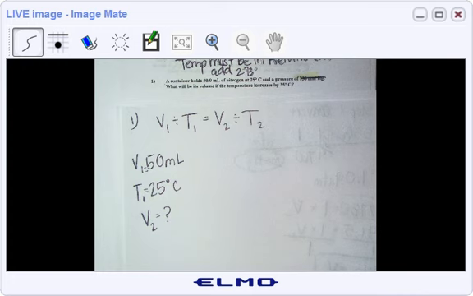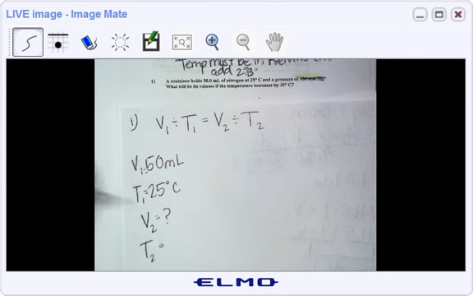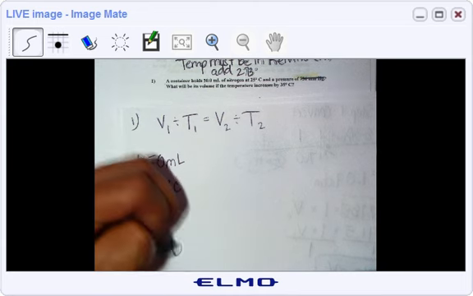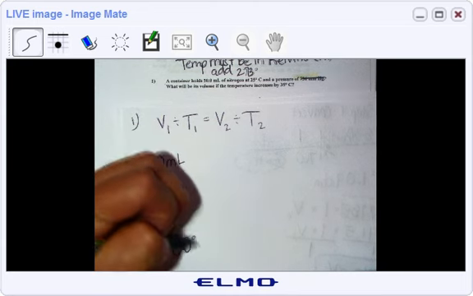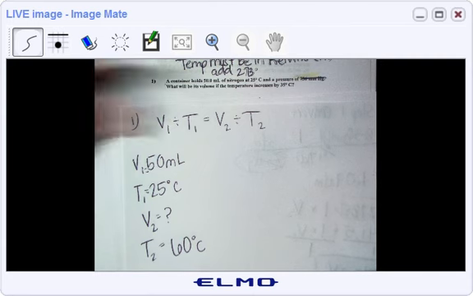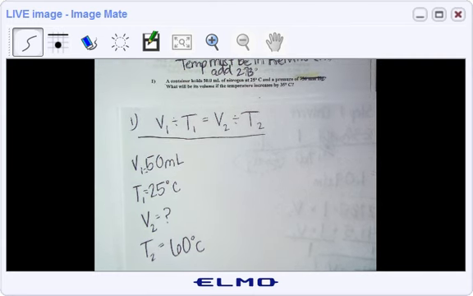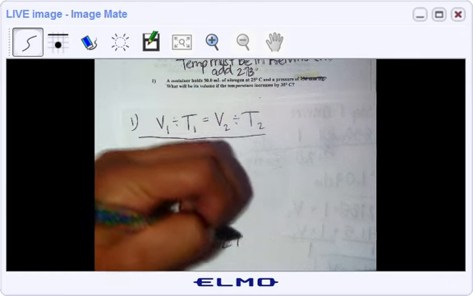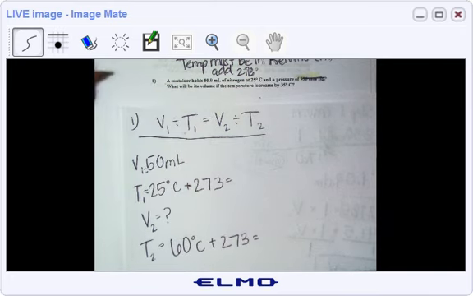If the temperature increases by 35 degrees. 35 degrees is not T2. Okay, it increased by 35 degrees. That's not the final temperature. To get the final temperature, you take the 35 plus the 25. For this formula particularly, you need it to be in kelvins. And in order to get kelvins, you just add 273. Kelvins is a unit of measurement for temperature.